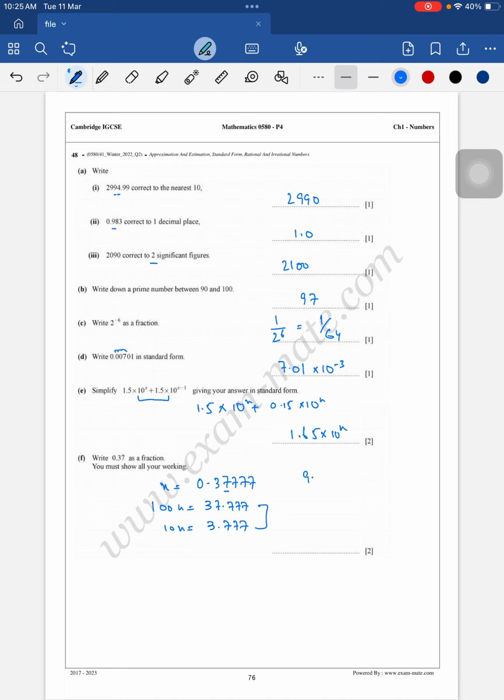100x minus 10x is 90x. 37.77 minus 3.77 will give me 34. All the 0.777 are eliminated. So x is equal to 34 upon 90. Solving it, 2 1s are 2, 2 17s are 34, 2 45s are 90. 17 upon 45 is the answer.